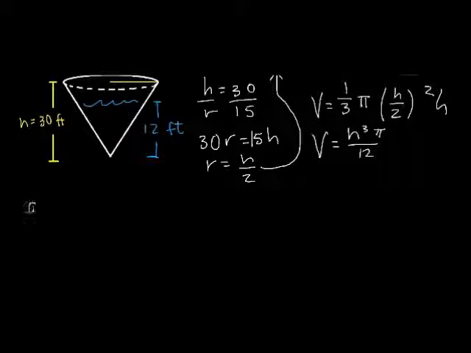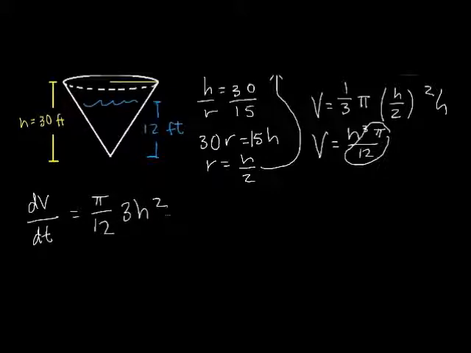So I'm going to just write down here, dV dt. We're differentiating with respect to t. So dV dt equals, find the derivative of this. So you know that pi over 12 is a constant, so we can pull that out, and then the derivative of h cubed is 3h squared, and then dh dt.